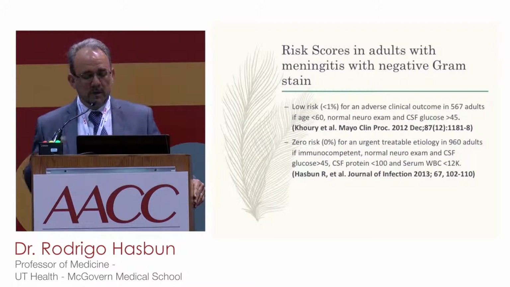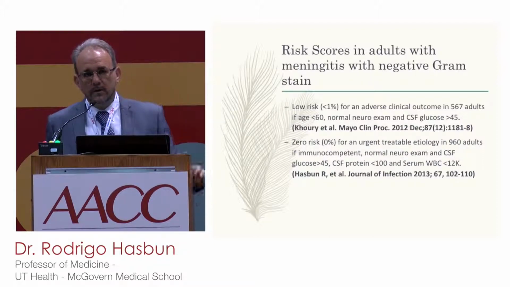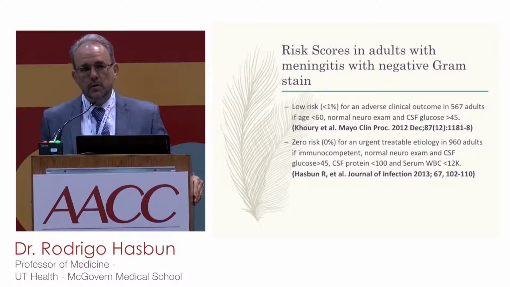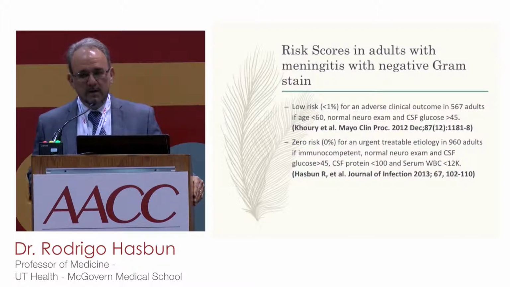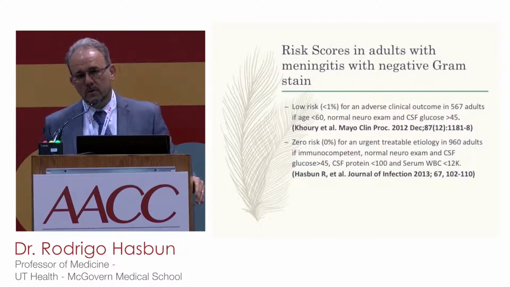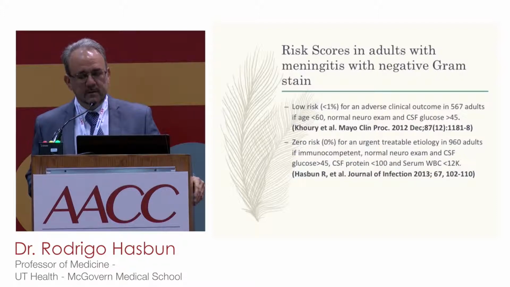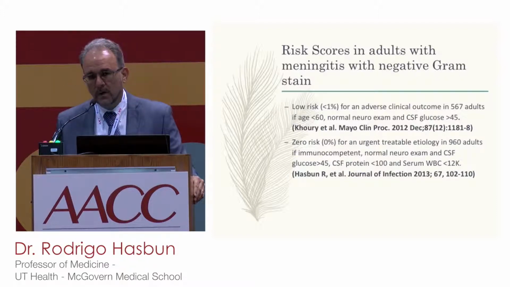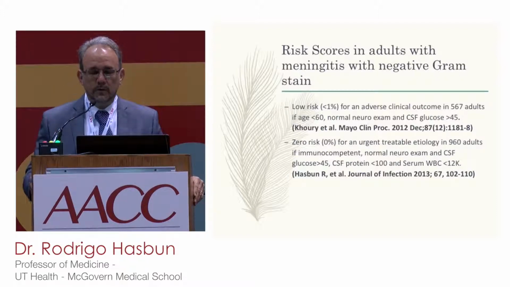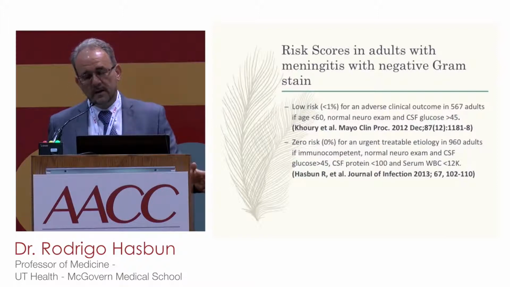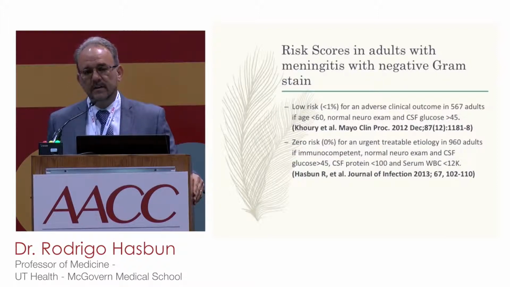And then we also have another model, a clinical model, finding a zero risk group in patients if they're immunocompetent, have a normal neuro exam, have a normal glucose, have a low protein, and have a low serum white count. All those parameters are easily available in the emergency room. And this last study was done in 960 patients, was derived in New Orleans, validated in Houston, and validated in Amsterdam, in the Netherlands, and it was 100% sensitive.